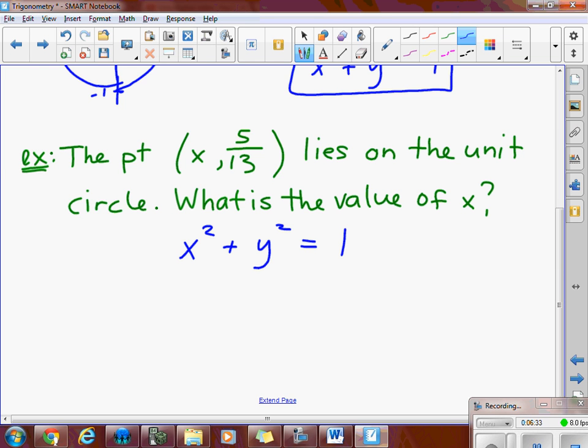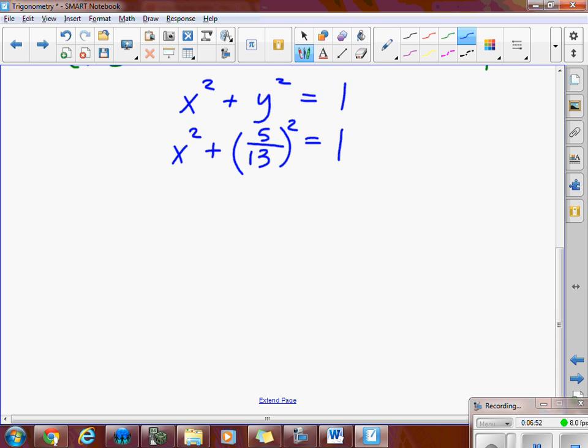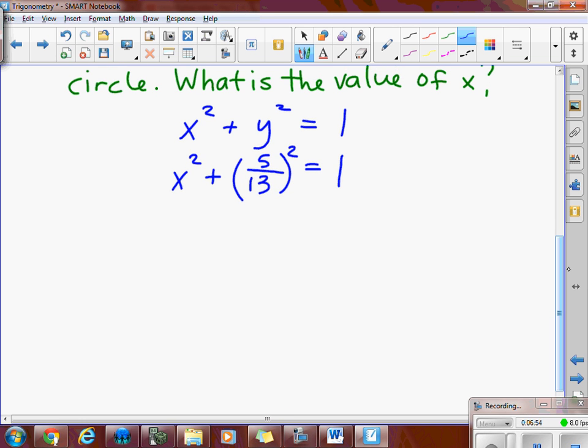And it's 1 because the radius of a unit circle is 1. We're trying to find x, so we don't have a value to put in there. It just stays as x. Now we have to add whatever y was, and that's the 5/13, and we're going to square it, because this is x and this is y. So with this right now, we just have to do our simple math. x squared plus, if I square this, that's 25 over 169 equals 1.